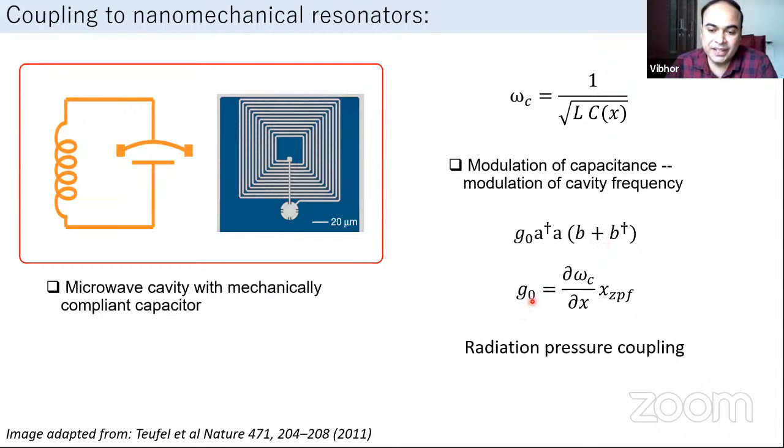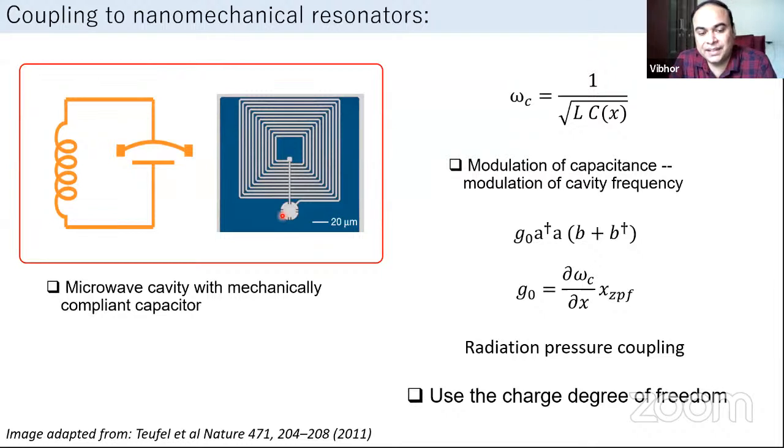Okay. And the figure of merit, which is the single photon coupling strength, can be defined as the shift in cavity frequency due to the quantum zero point motion of this mechanical oscillator. Okay. So this is one way of realizing optomechanical coupling between an electromagnetic mode and a mechanical oscillator. If you think hard about it, you would see that actually this coupling between mechanical mode and electromagnetic cavity is mediated by the charge degree of freedom.